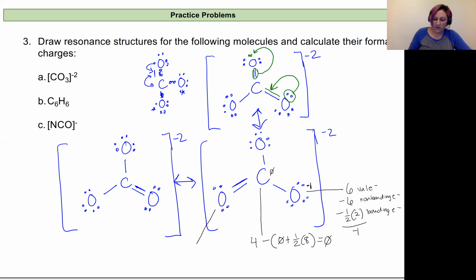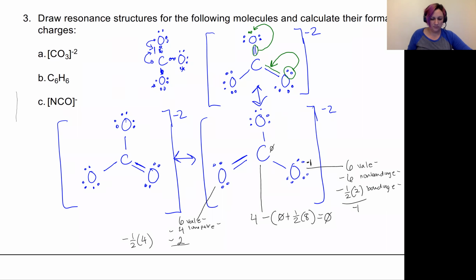So on this oxygen right here, I've got 6 valence electrons minus my 4 non-bonding or lone pair electrons, and then minus 2 bonds. And see, I did that differently. I could do minus 1/2 of 4 bonding electrons, or I could think of it as minus 2 bonds. Oh, you can't see that. Sorry. So that's going to give me a formal charge of 0. So a 0 on this one.